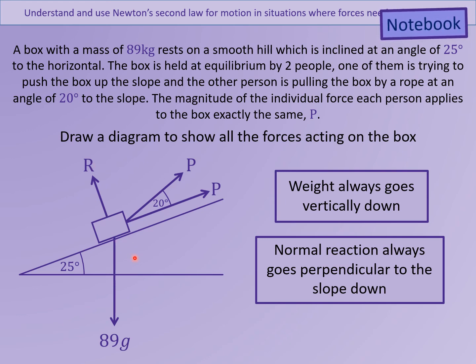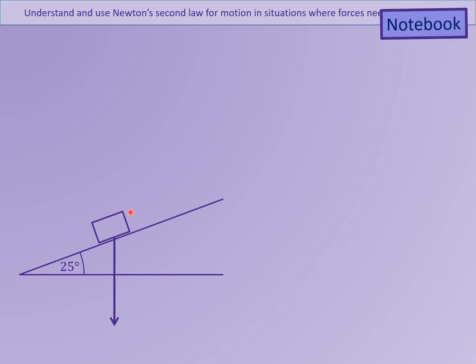Now, as I said before, you don't always resolve in i and j. You can choose any two non-parallel directions you like to resolve, it's no good having them parallel. And it makes a lot more sense in questions like this to resolve up and down the slope.